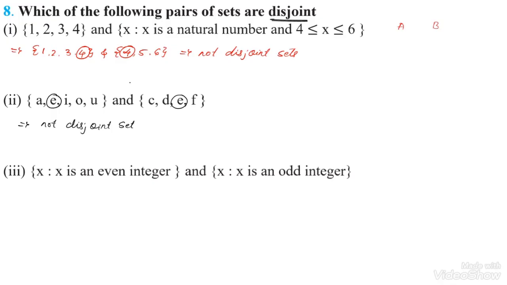Next question. X is an even integer and X is an odd integer. Just as we discussed here, even integer and odd integer, there is no common element. Therefore, it is a disjoint set.